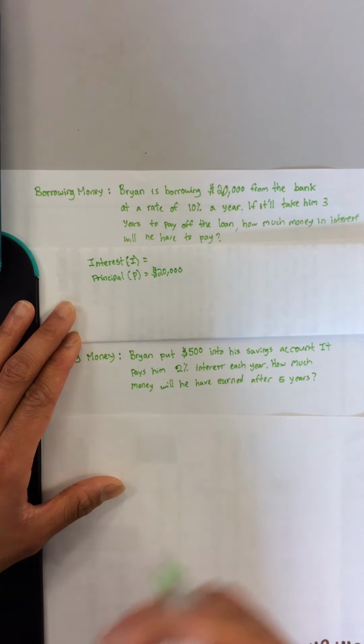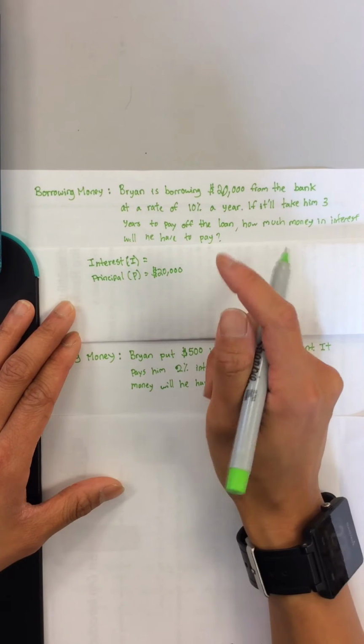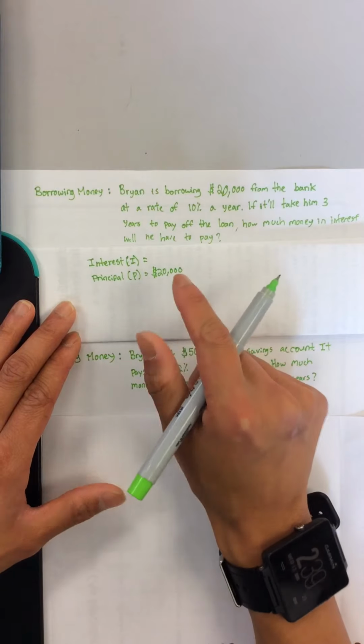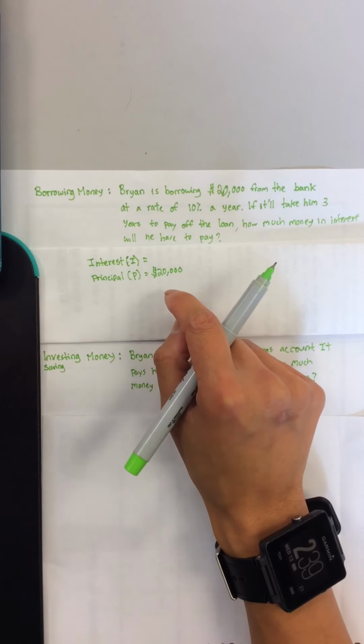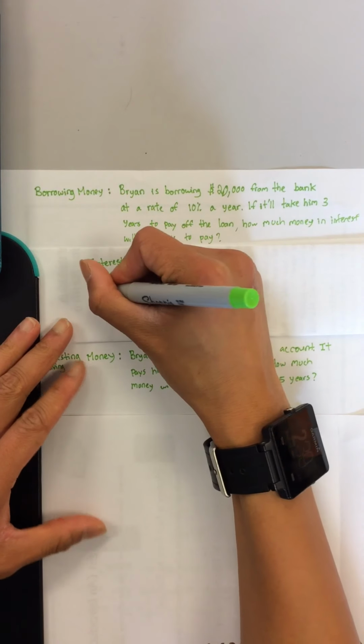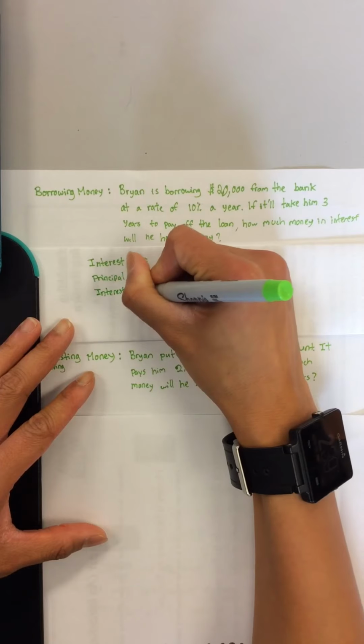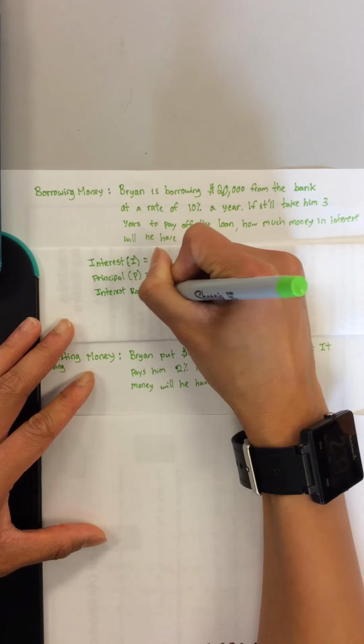And then I also need to know the interest rate. Okay, the interest rate tells me how much I have to pay in interest, because the interest is basically calculated by multiplying the rate with the principal. And I'll explain that a little bit more later. So the interest rate, we know, is 10%. And I represent that with an R.